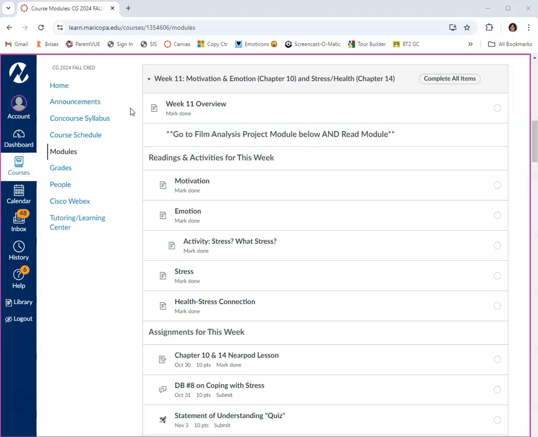This week we will be covering two chapters, the chapter on motivation and emotion and the chapter on stress and health. Since we're covering two chapters this week, I handpicked specific concepts that I want you to understand, and I grouped them into 4 sections. The first 2 sections are on motivation and emotion, and the last 2 sections are on stress and health. This week, we will also officially start the film analysis project.